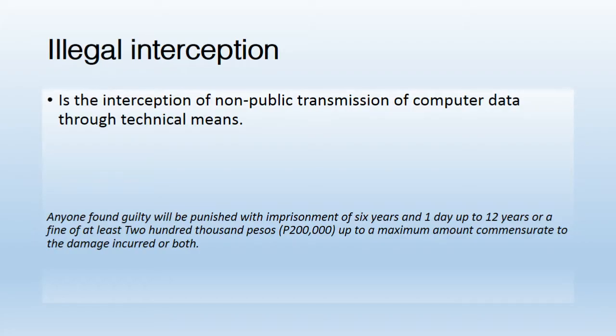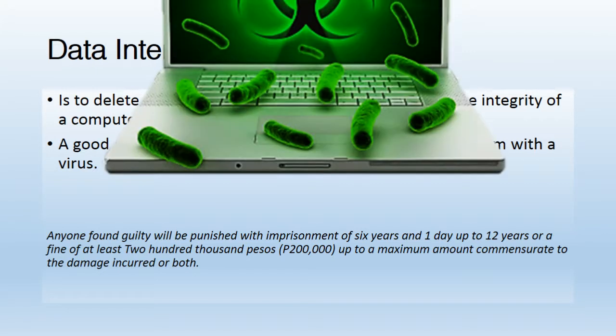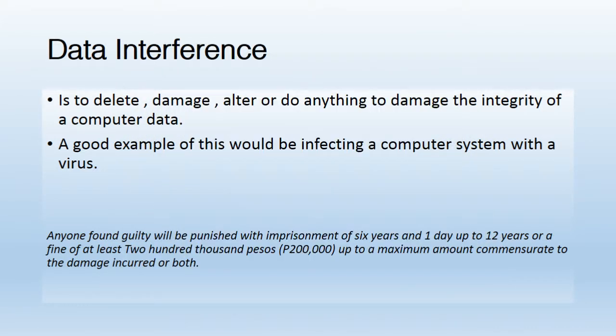Number 2. Illegal interception. This is the interception of non-public transmission of computer data through technical means, or by using computers and other such devices. Number 3. Data interference. This is to delete, damage, alter, or do anything to damage the integrity of a computer data. A good example of this would be infecting a computer system with a virus. Well, viruses are programs that can harm or corrupt the files in our computer.